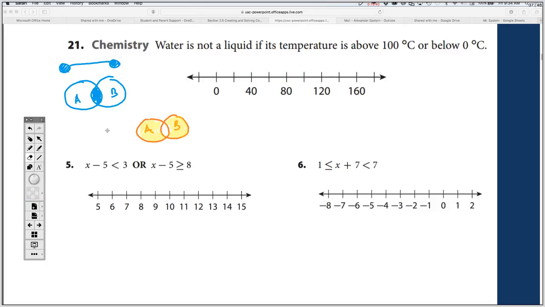So you have a temperature above 100. So go to 100. You guys pick T, 100. And now we're figuring out the inequality. Would 120 make sense or 80? Which one's above? 120. Draw your arrow to the right.